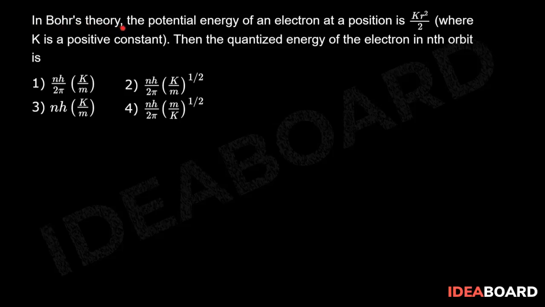In Bohr's theory, the potential energy of an electron at a position r is kr square by 2, where k is a positive constant. Then the quantized energy of the electron in the nth orbit is.